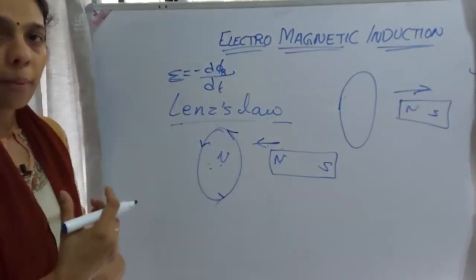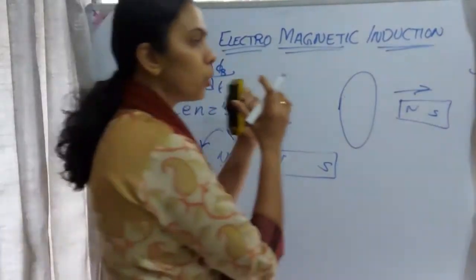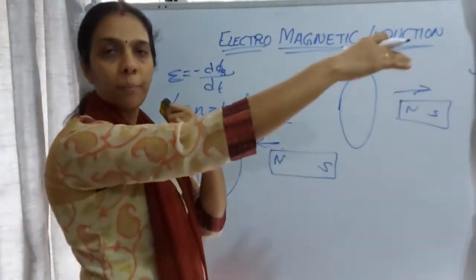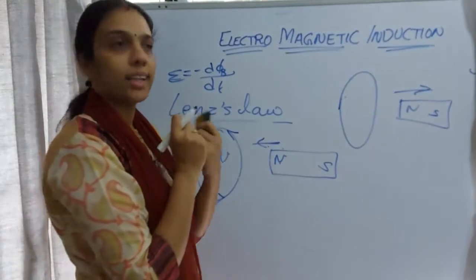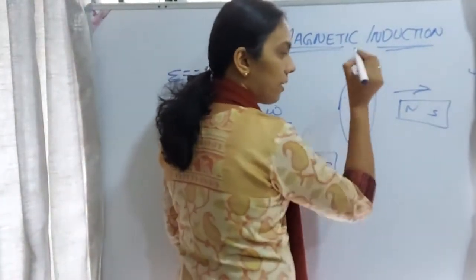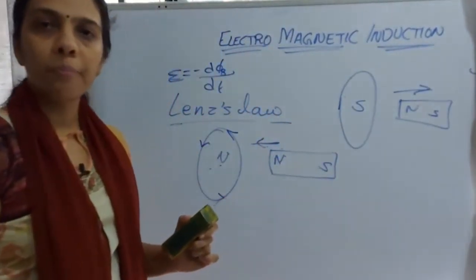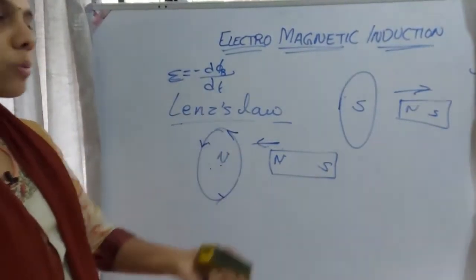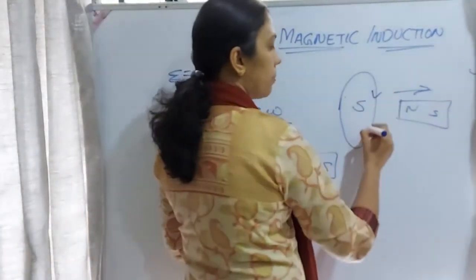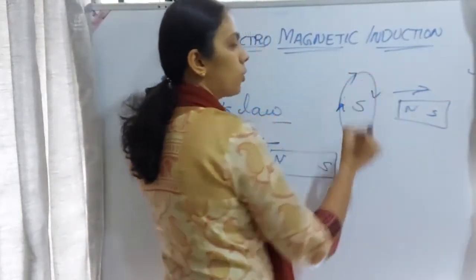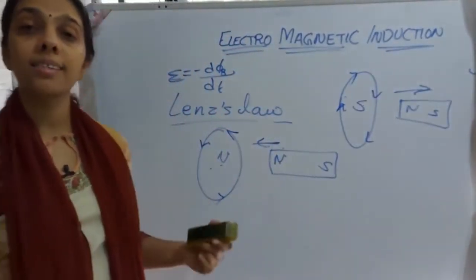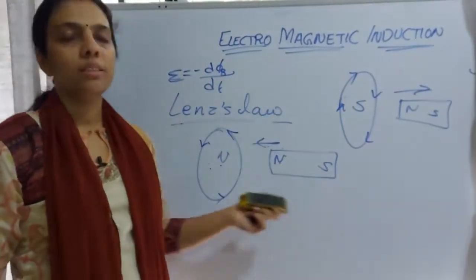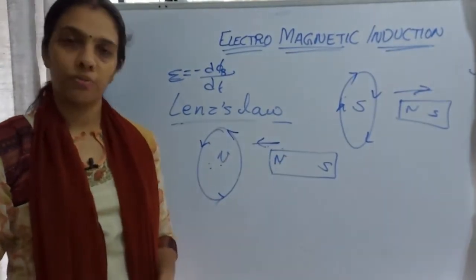So what will happen? It won't leave. It doesn't want to leave the magnet away from it, so it will try to attract it along with it. That means it will be developing a south pole over here. South pole means what will be the direction? The direction will be clockwise.